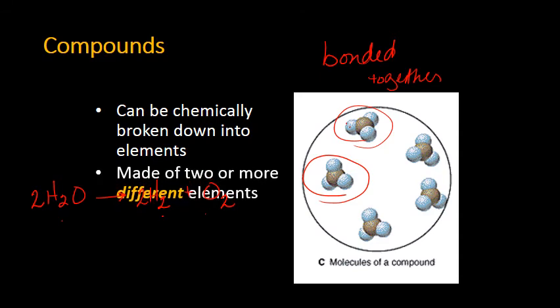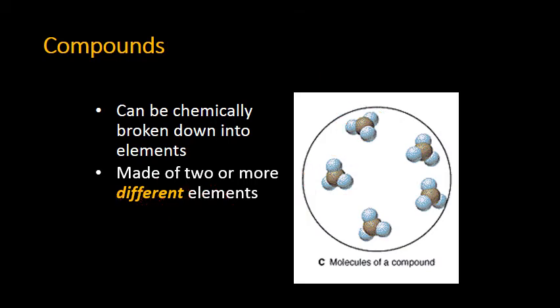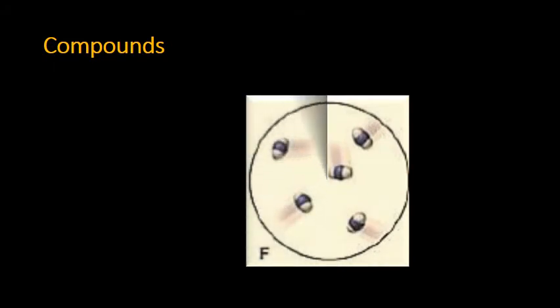Remember, a compound is made up of 2 or more different elements bonded together. Make sure you have those words, bonded together. This is a compound. It's probably carbon dioxide, to be honest, but notice it has one atom bonded to 2 different atoms. That's what makes it a compound.